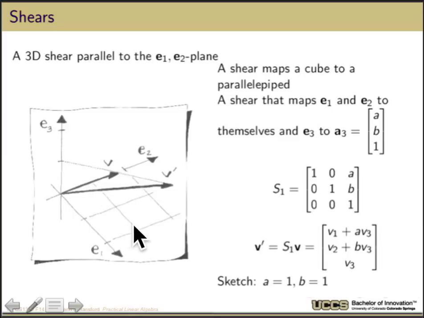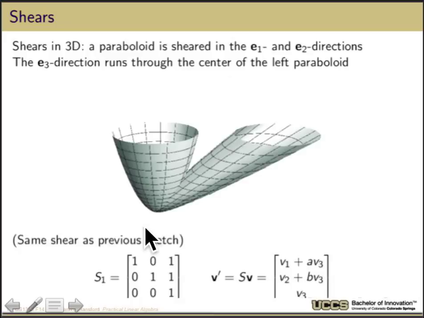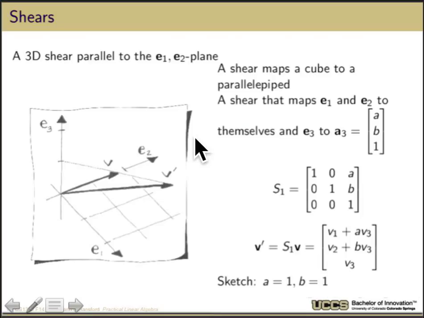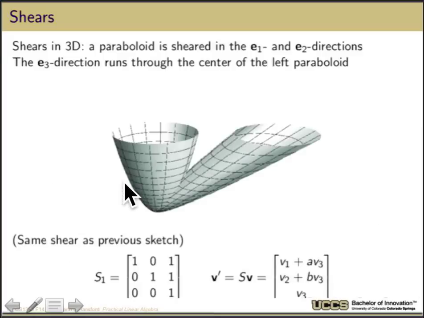So in this example, we have A equals 1 and B equals 1. As you do this, of course, you can do this not just to single vectors. When you do it, you warp the whole shape. So here we're just showing an example of applying that shear to a paraboloid. It's going to be sheared in the E1, E2 direction, and the E3 direction runs through the center of the paraboloid to the left. So we're going to sort of drive it over here. Same shear as we saw in the previous example. Here we were doing it just to a line, just to give you an idea what it is. But when you start doing it in 3D, you're doing it to a whole shape. So your shape becomes sheared along this direction.